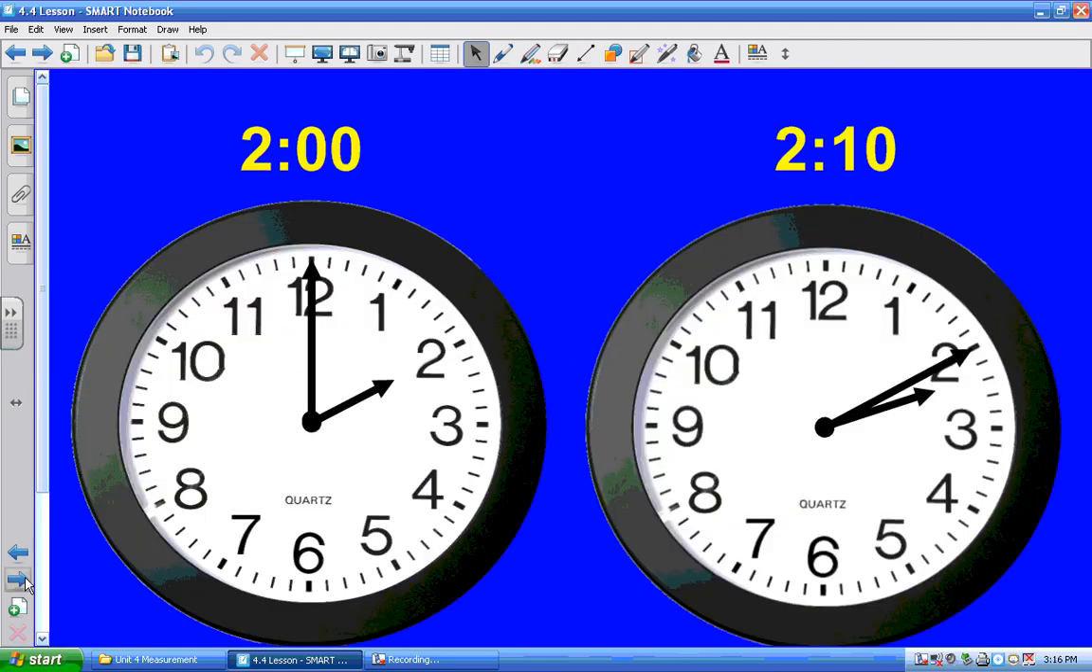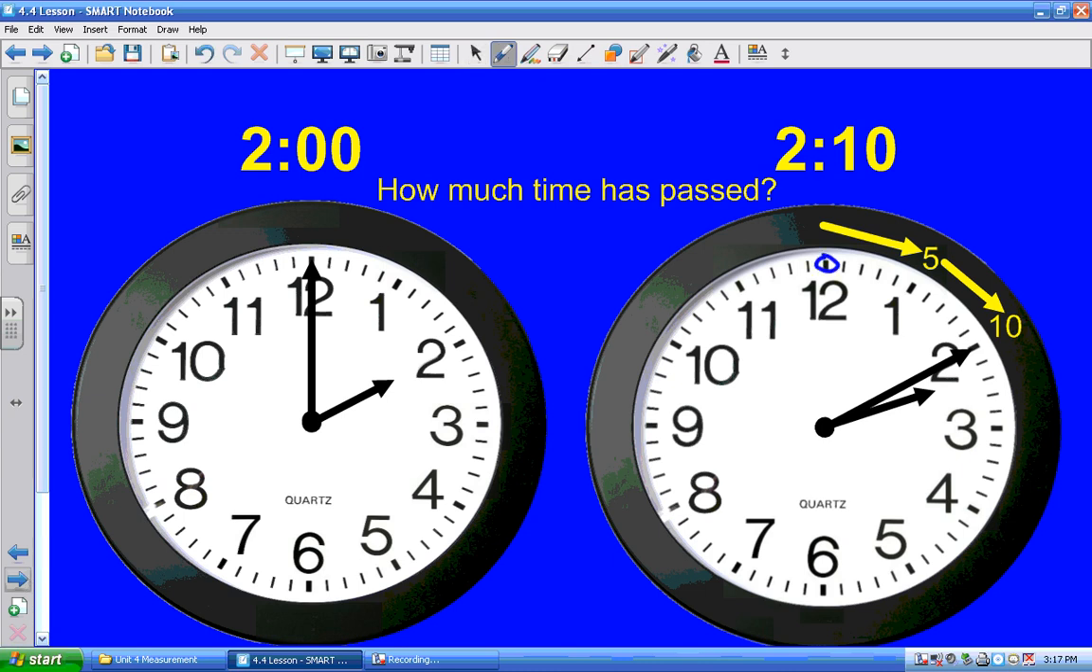So, how do we do this? Well, I have two beautiful new clocks. This is the time they started, at 2 o'clock. They finished at 2:10. With me so far? All right, so turn to the page. How much time has passed? Well, how do we figure that out? We started with the big hand at the 12, and it has moved from the 12 to here, 5 minutes, and another 5 minutes, which takes us to a total of 10 minutes. You see how I counted them off?